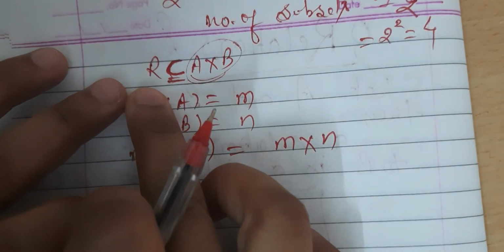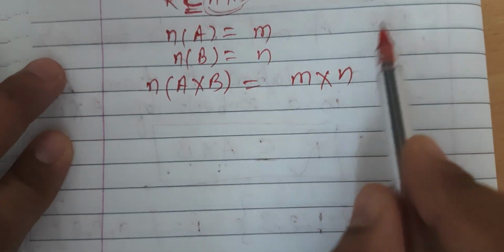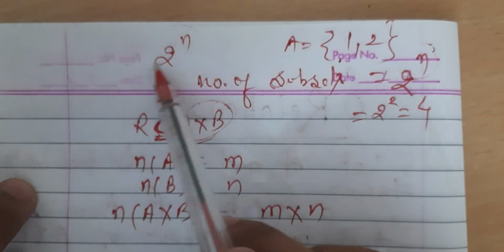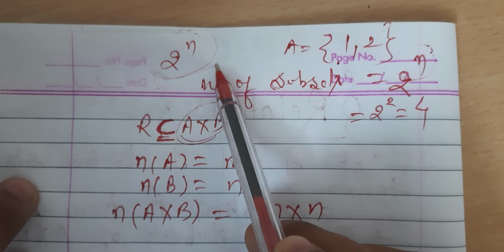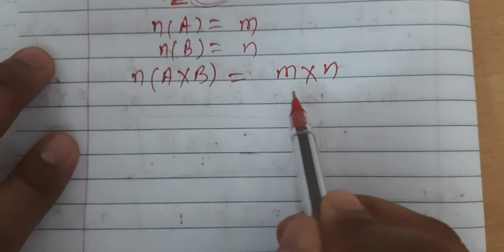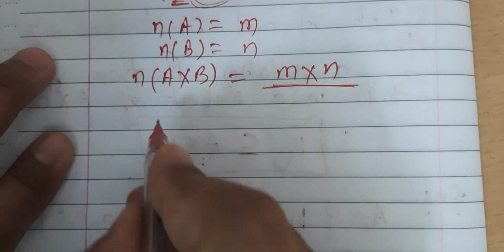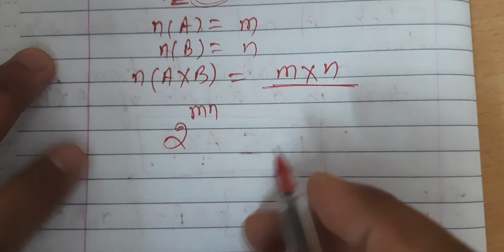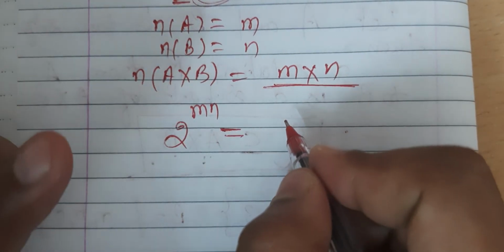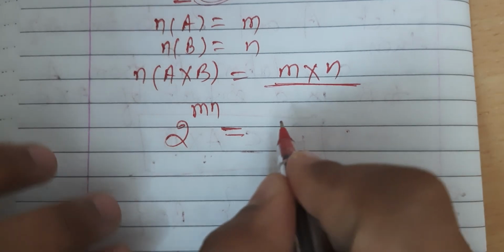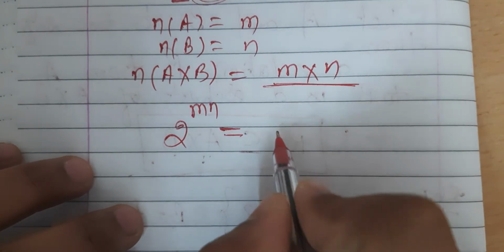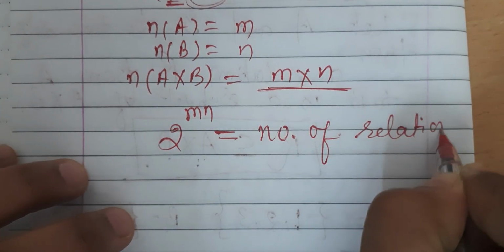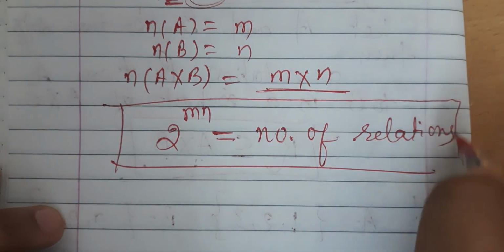And this R is a subset. So how to find the total number? If there are n elements in a set, then 2 raised to the power n will be the total number of subsets. Similarly, if there are mn elements in a set, then 2 raised to the power mn will be the total number of subsets. So the total number of relations we'll find by using this formula. Number of relations: 2 raised to the power mn.